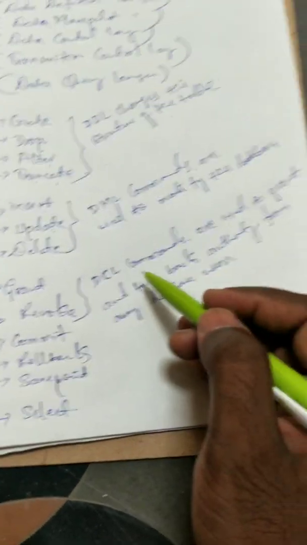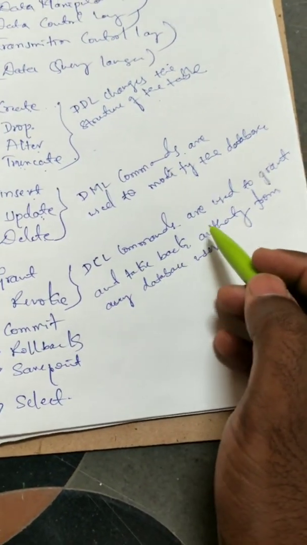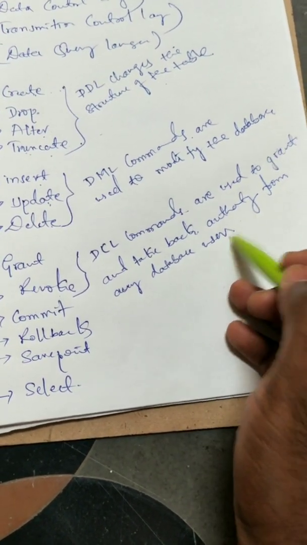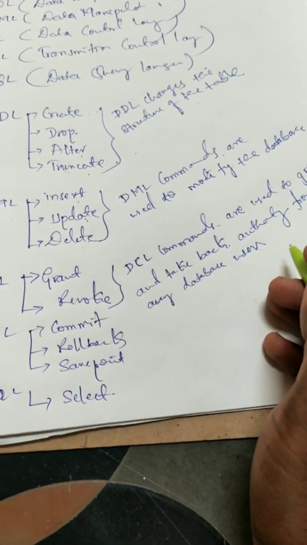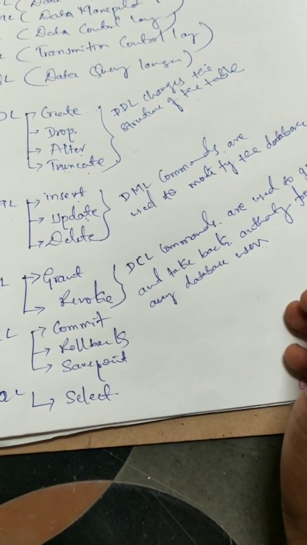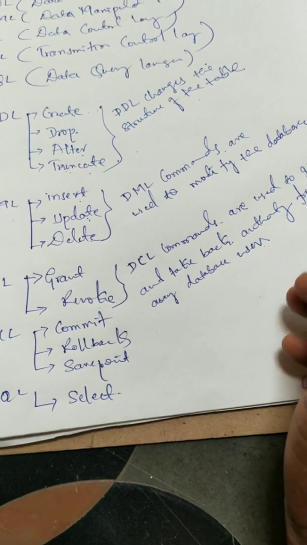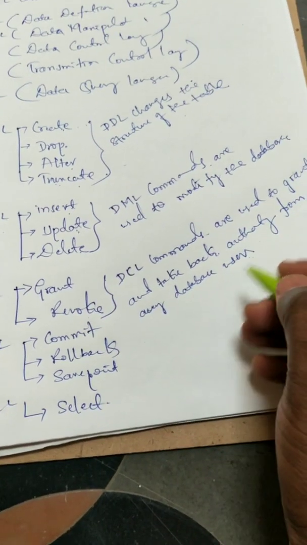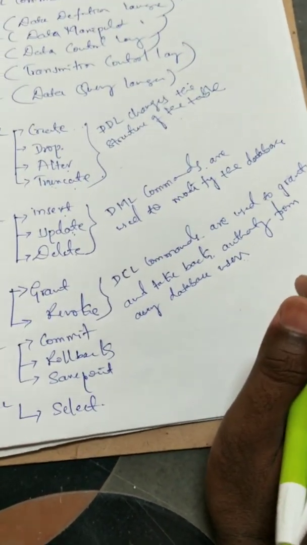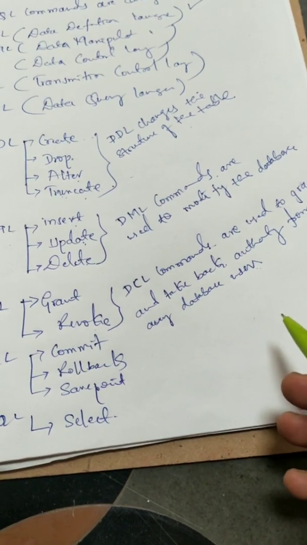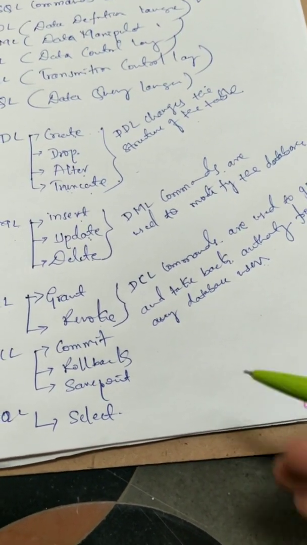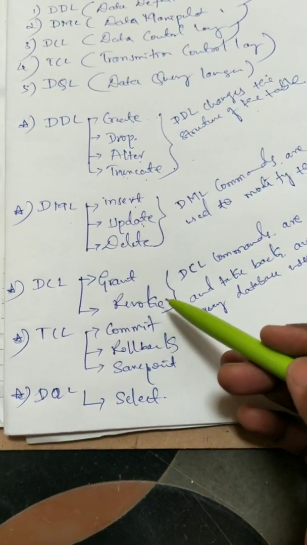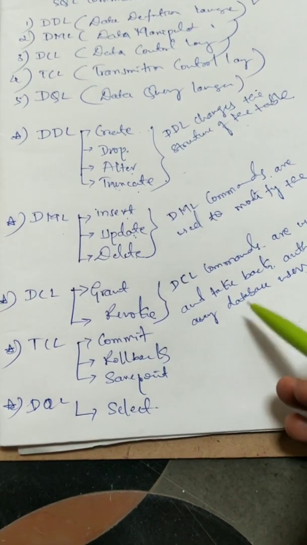So the data control commands are used to grant and take back authority from any database user. In some cases, whenever you create a table, only a particular user can access it. For example, an admin can access all the information from the table. To give or decline permission, you can use the grant and revoke commands, which come in data control language.